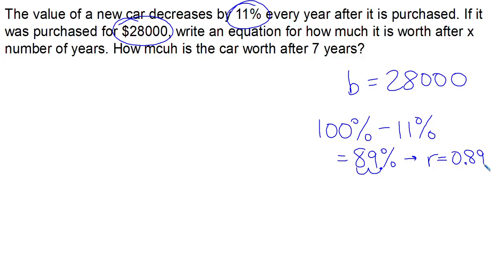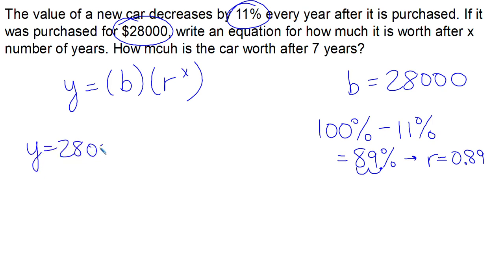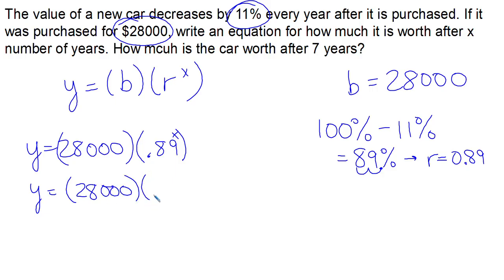And then again, we'll just use our same formula. Y equals B times R to the power of X, which gives us 28,000, because that's our B value, times R of 0.89 to the power of X. If we want to know how much it's worth after 7 years, we'll just put in 7 for our x.